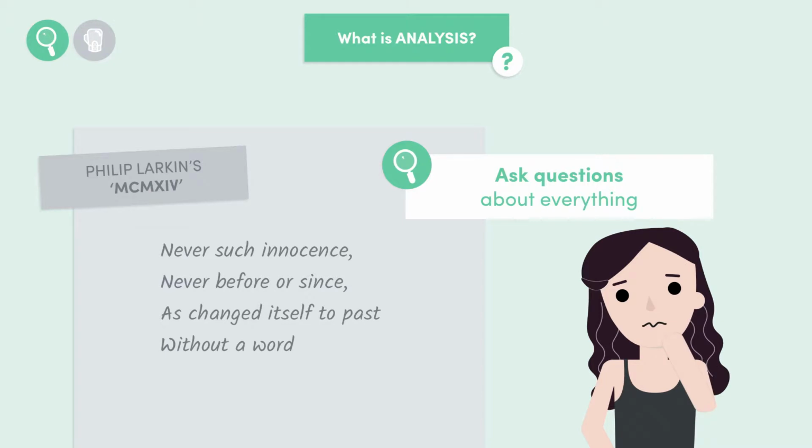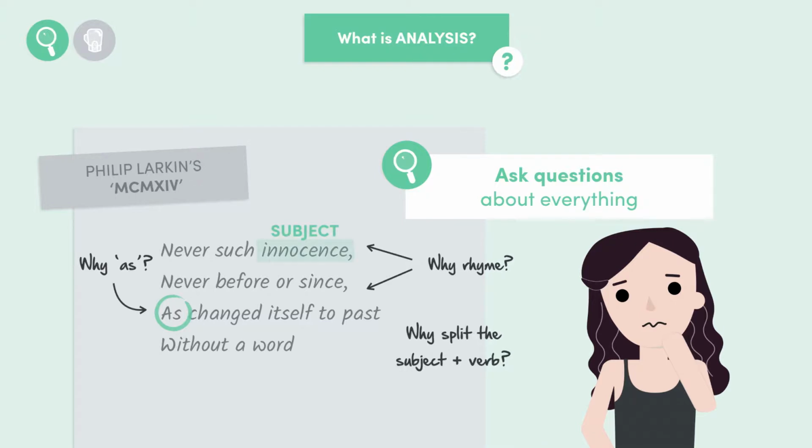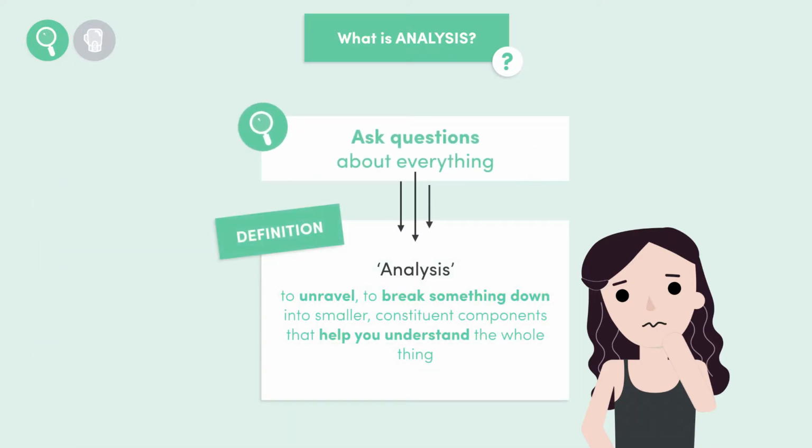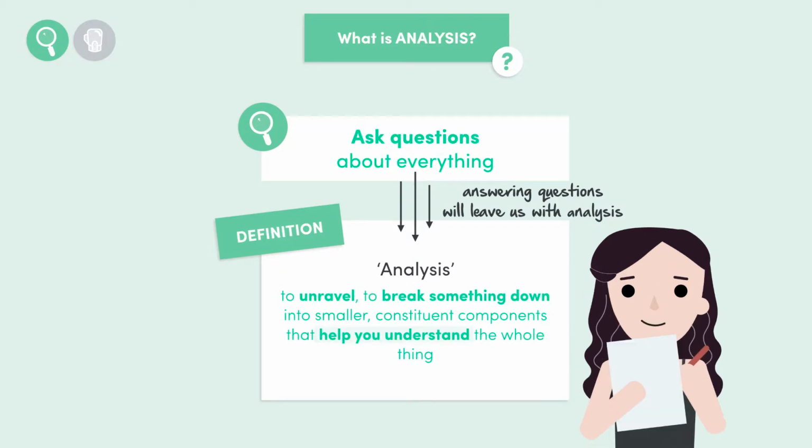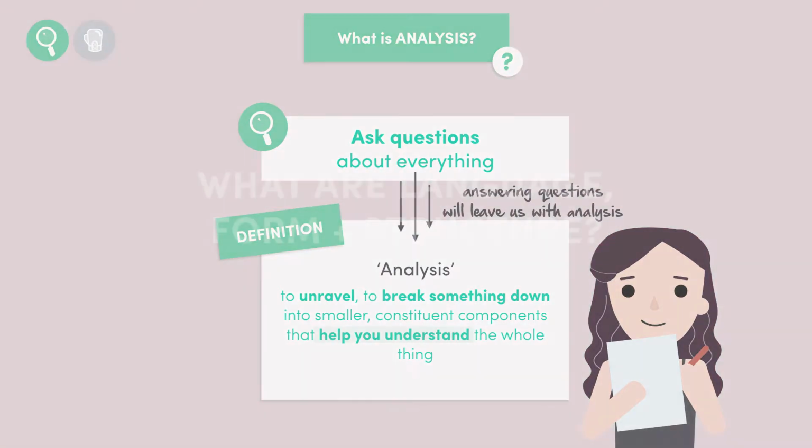For instance, why did Larkin choose the word as in the third line? Why did he choose to write a rhyming poem with short lines? And why does he split the subject and the verb by introducing that second line? How do all of these things help him to shape his meaning? Answering all of these questions will leave us with analysis, which will help you understand the text fully and also help you get high marks for this objective.